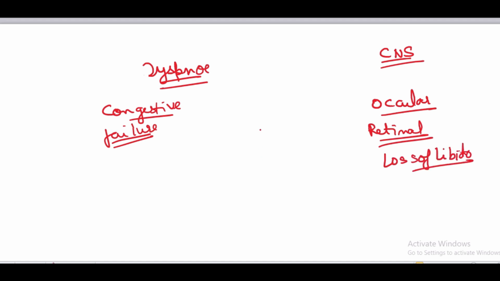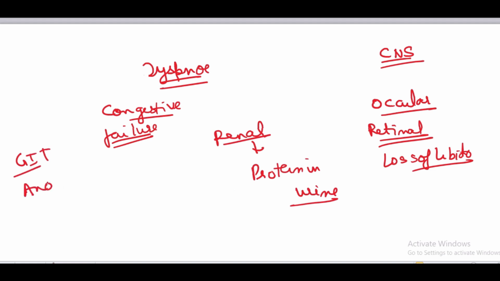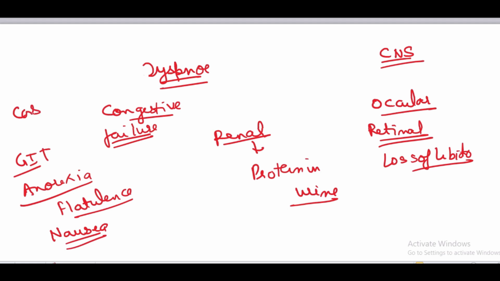In the renal system, there may be presence of protein in urine. There may be GIT symptoms like anorexia, loss of appetite, excess gas in the digestive system, that is flatulence, nausea, feeling like you want to vomit, constipation, difficulty in passing stool, and weight loss, unintentional loss of weight. That could be all.